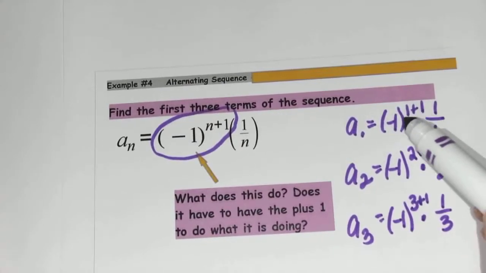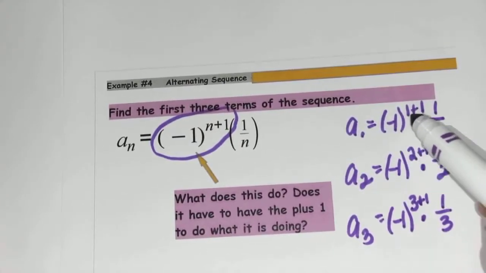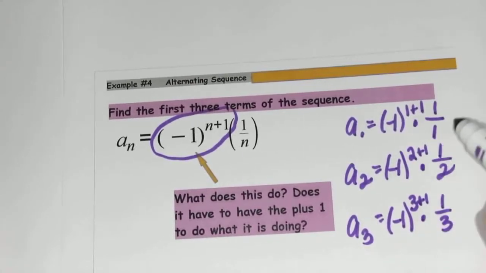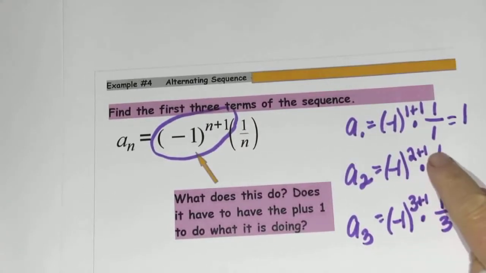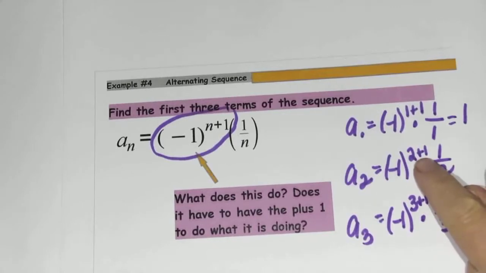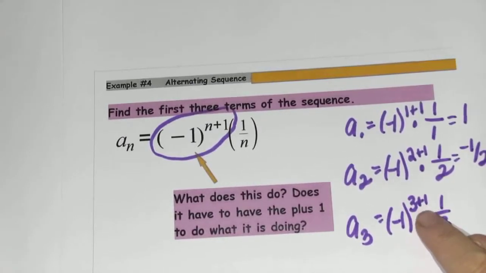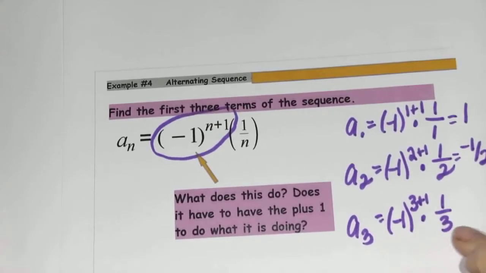Negative 1, this would be to the 2nd power. When you raise negative 1 to an even power, it is always positive 1. So this is 1, equals 1. 1 times 1 is 1. Now this would be 2 plus 1 is 3. Negative 1 to an odd power, such as 3, would give me negative 1. Negative 1 times 1/2, negative 1/2. Now this time, 3 plus 1 is 4. Negative 1 to the 4th power, 4 is an even number, is positive 1. Positive 1 times 1/3 is 1/3.